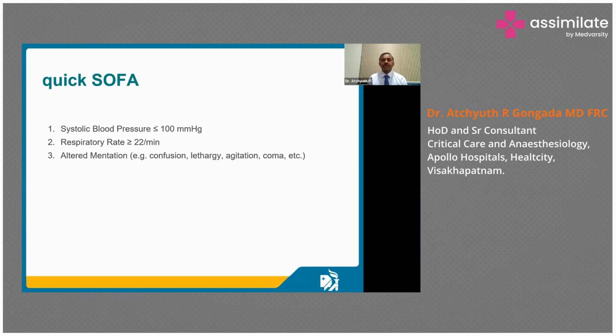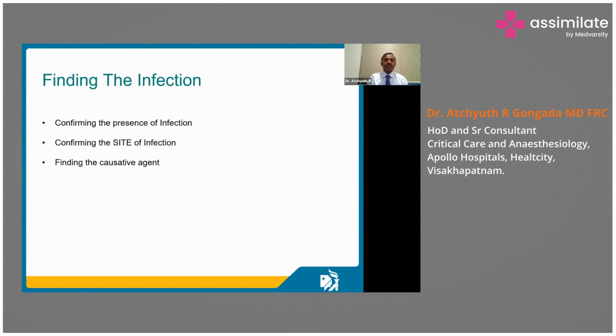Can you wait on him, or do you have to keep him under monitoring? This involves the systolic blood pressure, which is less than 100 millimeters of mercury, respiratory rate more than 22 per minute, or altered mentation, that is confusion, lethargy, agitation, coma, etc. Each of these parameters is given a score, and that is used in assessing the severity of the patient's disease.